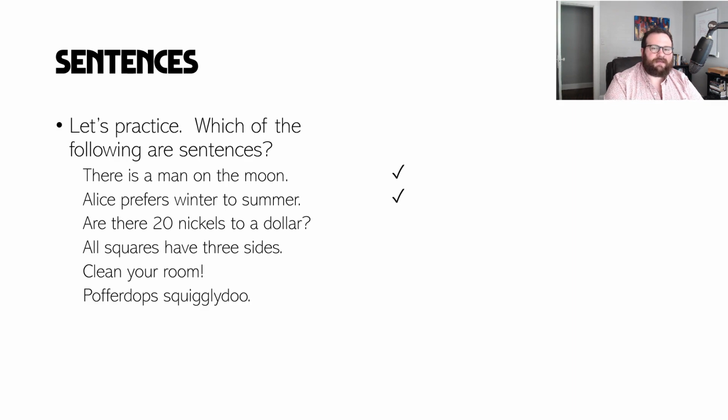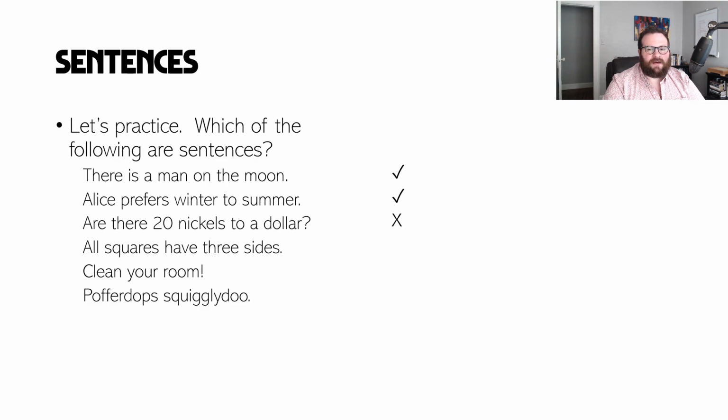Okay. What about this? Are there 20 nickels to $1? Well, that's not a sentence, right? It cannot be true or false. Why? Because it's a question. They haven't asserted anything at all. So this, in fact, is not a sentence.